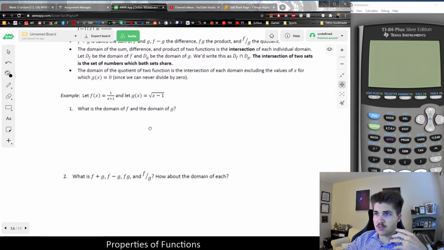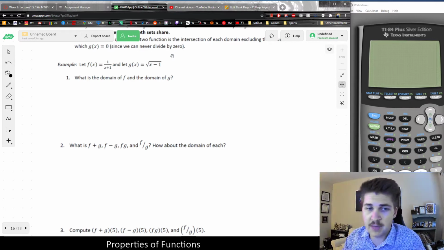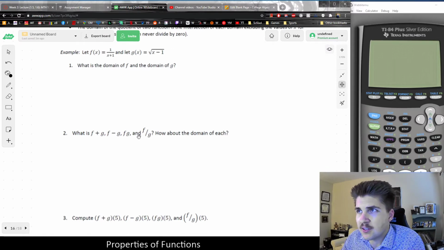each of those functions. So let's start with question 2. It says, what is f plus g, f minus g, fg, and f over g when f of x is this and g of x is this? And then it asks us to find the domain of each. But let's just start with finding those four joint functions.